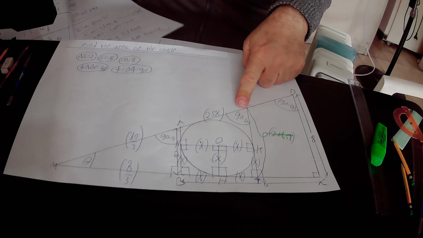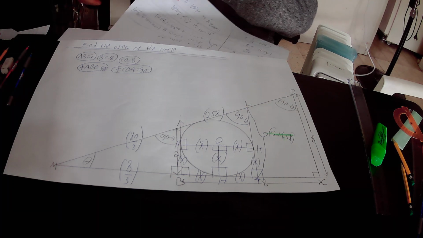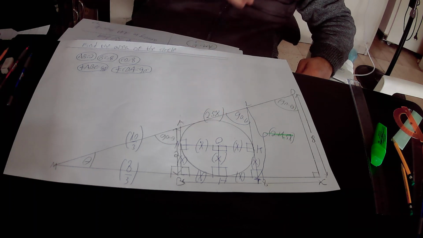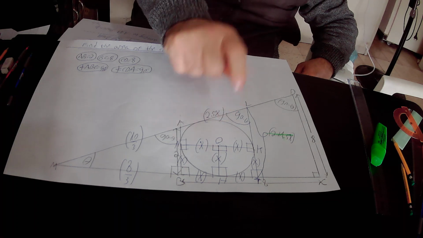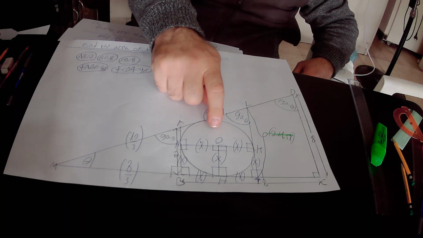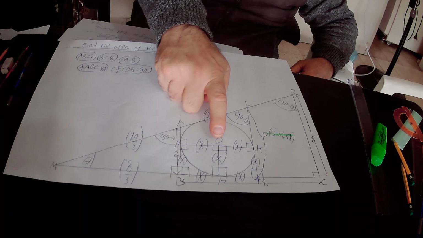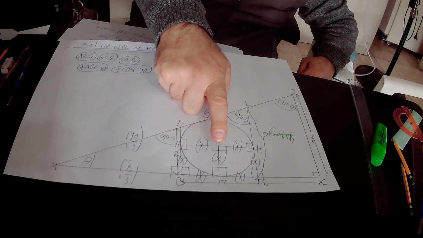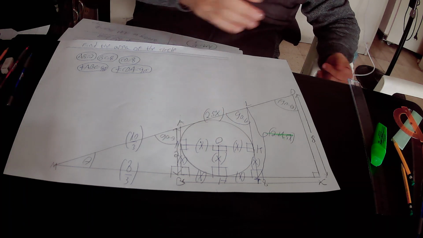Then we defined the center of this circle as O, and we defined the radius of this circle as X. Then we join points O and H together by a straight line. Point O is the center of the circle, point H is a point on the circle itself, therefore OH is the radius of this circle that is equal to X, according to our definition.